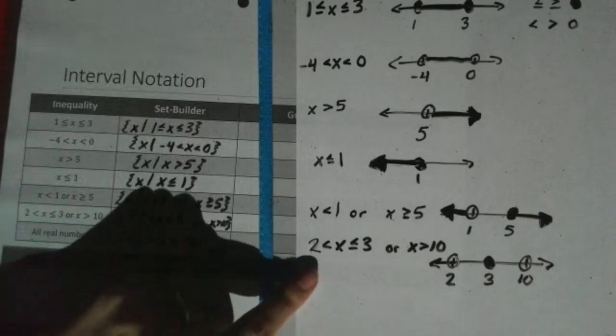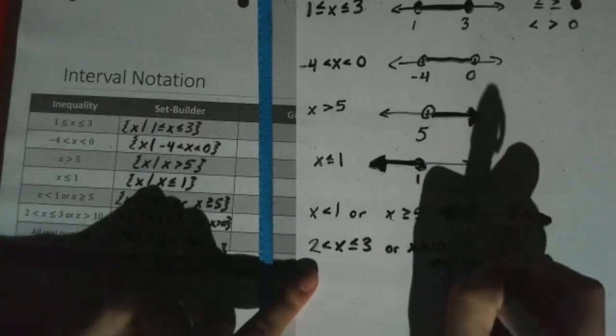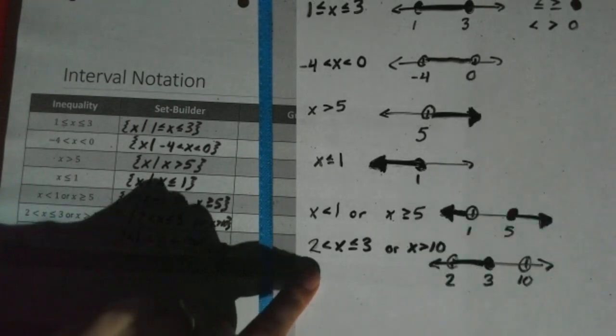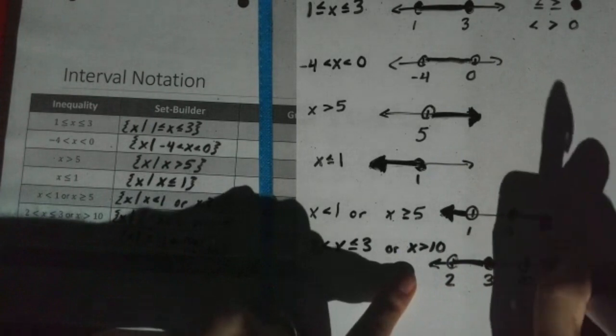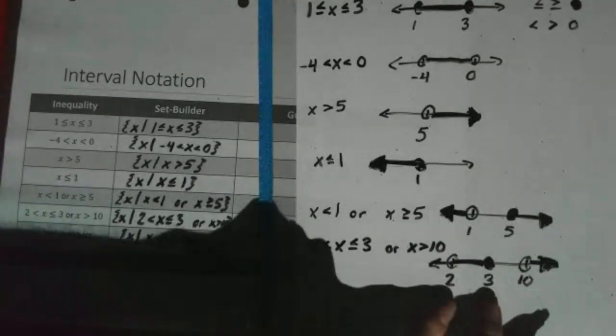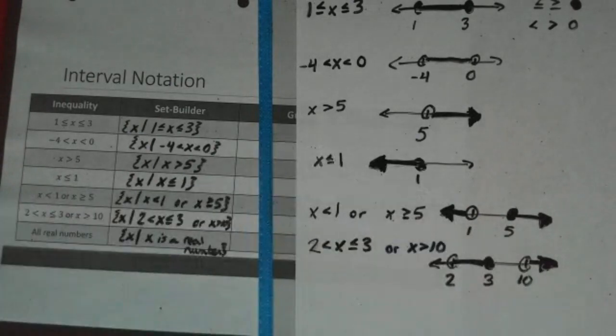Starting with my first inequality, we have x's between 2 and 3. So I need to shade the numbers between those. So that covers that part. Or x is greater than 10, so I need to shade to the right of 10. So we could be between 2 and 3, or we could be greater than 10.